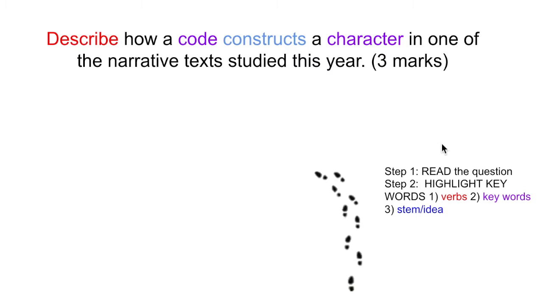The second thing you need to highlight are the key words. So these are the things that, almost like your success criteria, you have to do. You need to acknowledge them. So I have to do a code, character, that's really important.